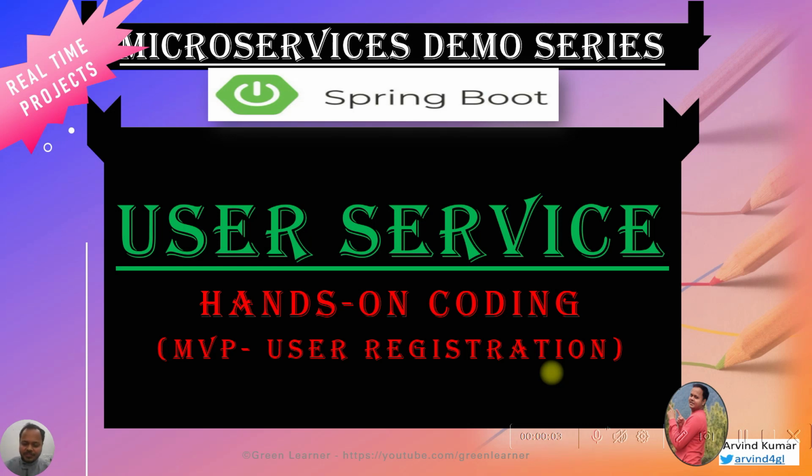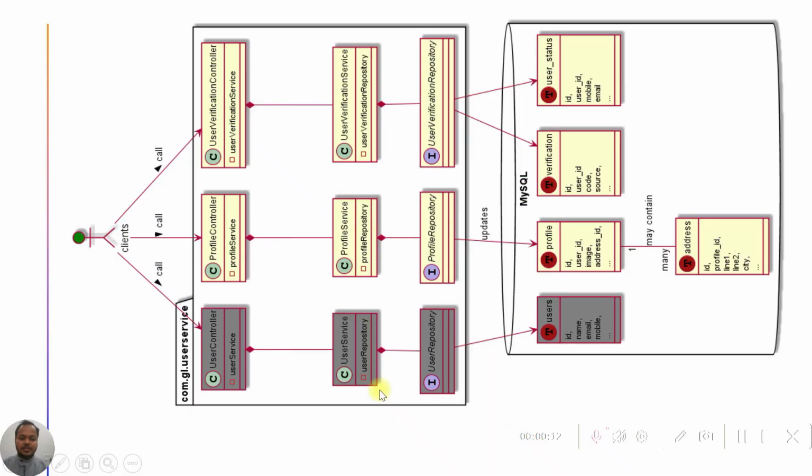I hope the previous video gave you a glimpse of what the user service is going to look like. In this video, we are going to focus on hands-on coding of a specific feature. You see this diagram, I explained it in the previous video. If you see the highlighted portion here, this video is all about hands-on coding of this one.